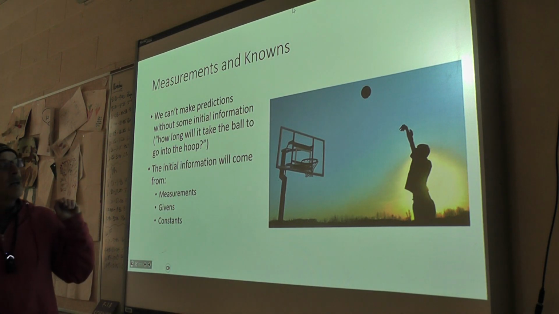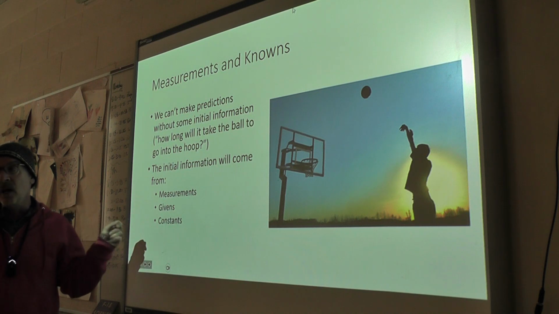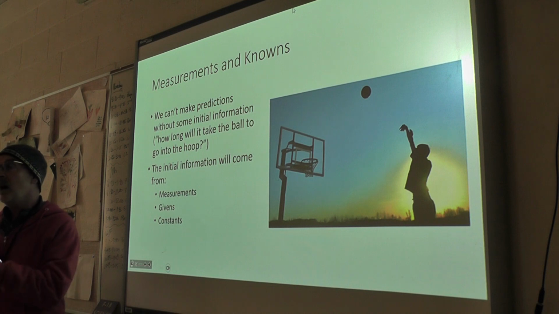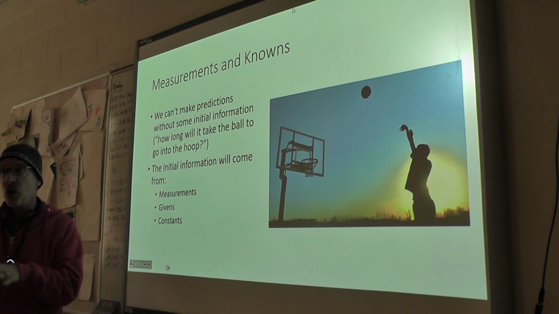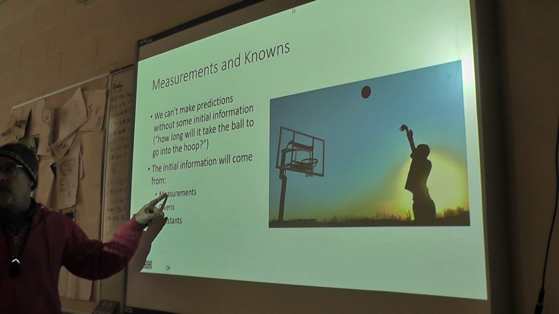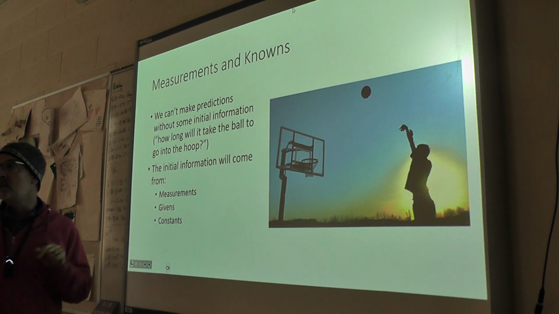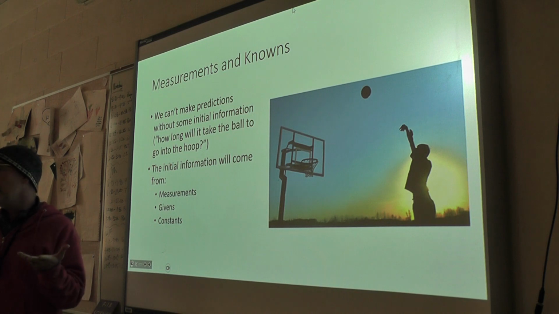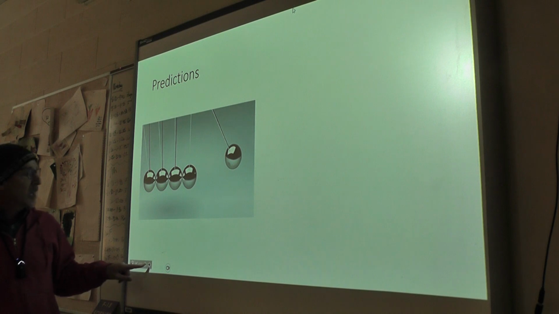So these things are very general. Measurements, givens, and constants. That is not saying that every time we make a prediction in physics, we need to know the speed of the ball, the height of the launcher and the angle of launch, and acceleration of an object in free fall. Sometimes we make predictions about completely different things, and when we make predictions about different things, then we make different kinds of measurements.